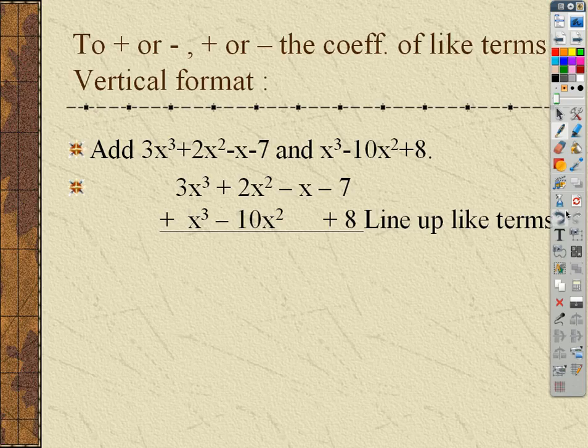So then we'll just combine these things vertically. Negative 7 plus 8 is 1. Negative x is all by itself. There's no x term in the second polynomial, so that just stays a negative x. 2x squared minus 10x squared is negative 8x squared, 3x cubed plus x cubed is 4x cubed. Done. That's it. So you're just combining like terms. If you line them up vertically, just put each term in its appropriate column.